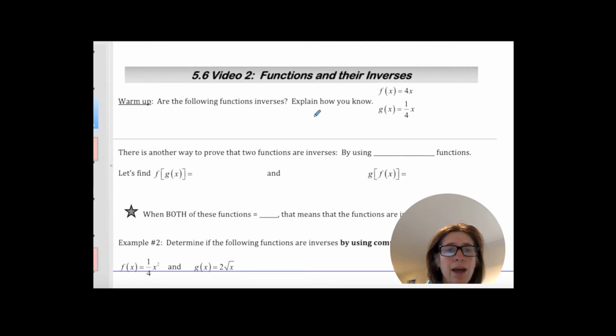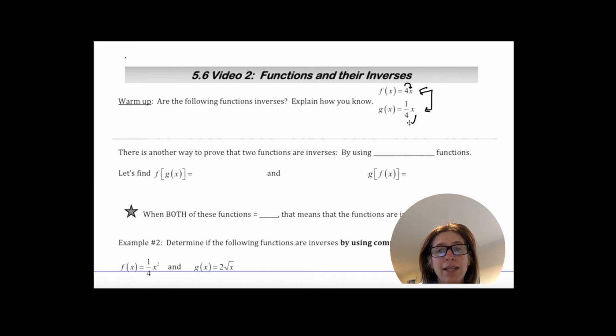Okay, so now I want to be on my notes for 5.6. And we're going to again be talking about functions and their inverses. Okay, so are the following functions inverses of each other? Explain how you know. Well, yesterday's video we talked about how you write inverse equations, and you're in essence undoing it. So in this case, it's actually kind of easy to see that if you're multiplying by 4 to get there, then you're going to be dividing by 4 or multiplying by the reciprocal to work our way backwards. But there is another way, because that's a nice, easy linear function.